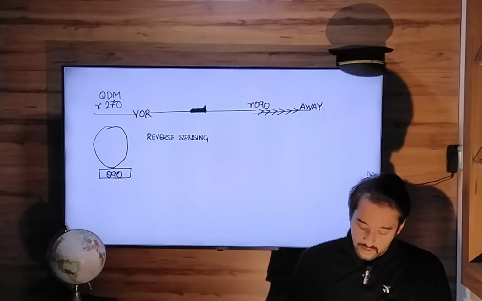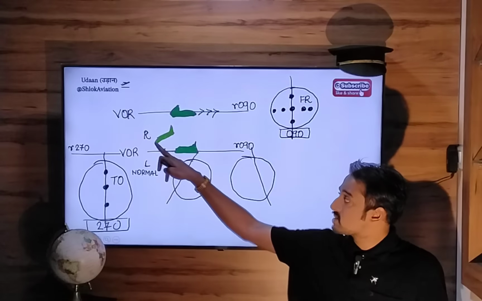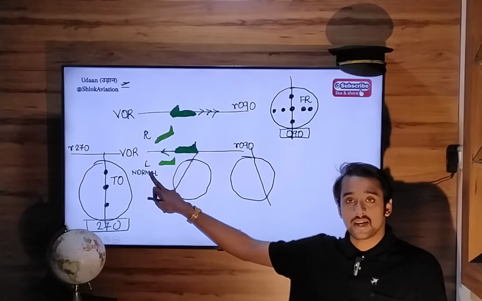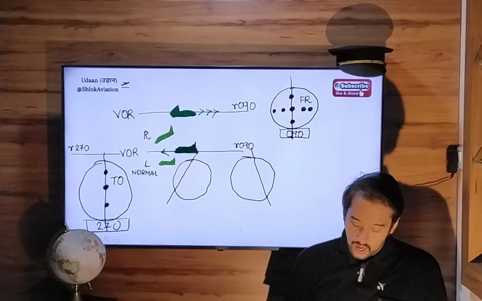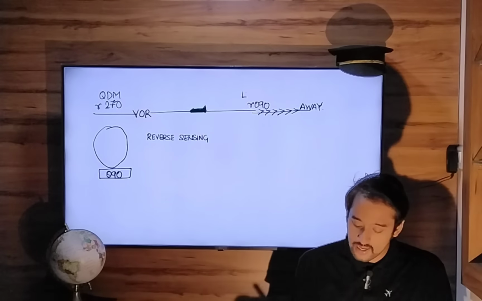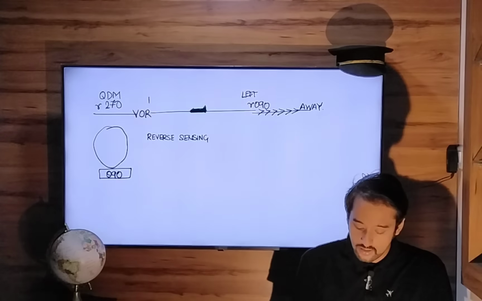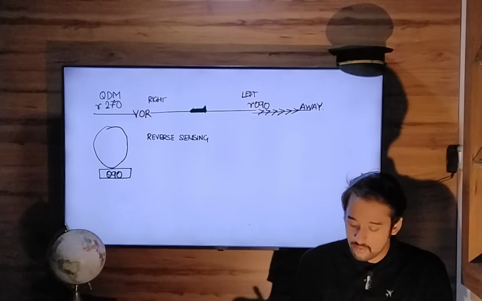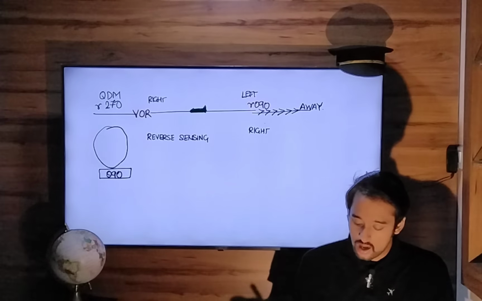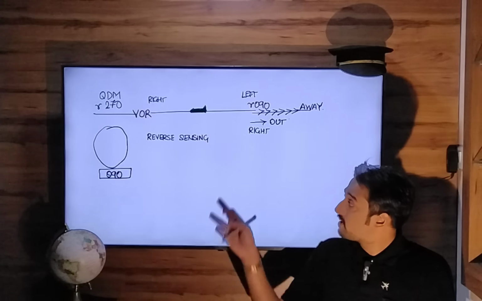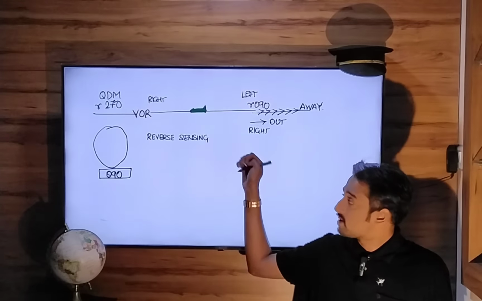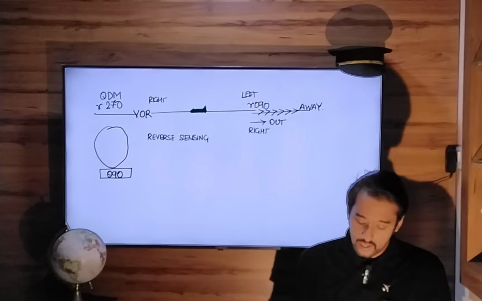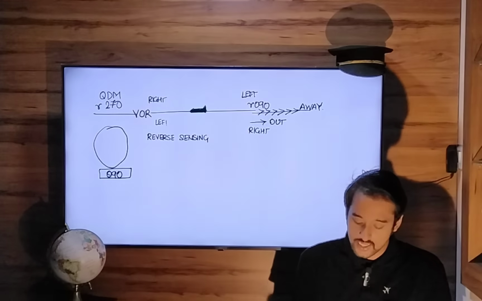Meaning what? Previously I told you when flying inbound, this was your right hand side, this was your left hand side, correct? But flying outbound, this will be your left hand side, this will be your right hand side. Flying outbound, that will be your left, this will be your right. Flying inbound, this will be your right hand side, this will be your left hand side.